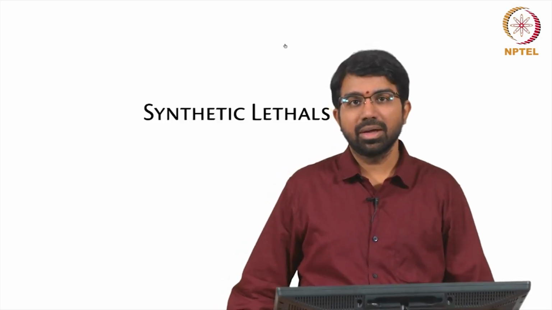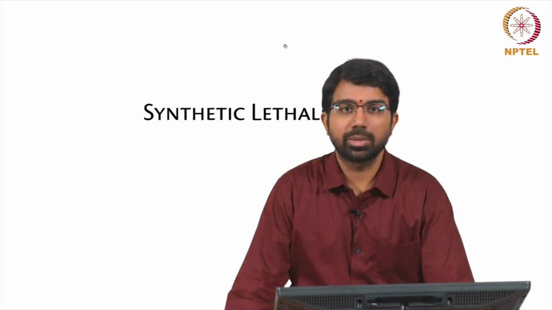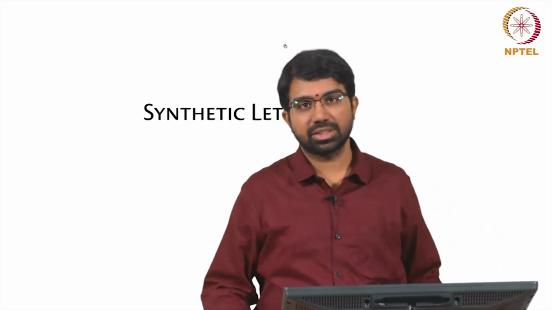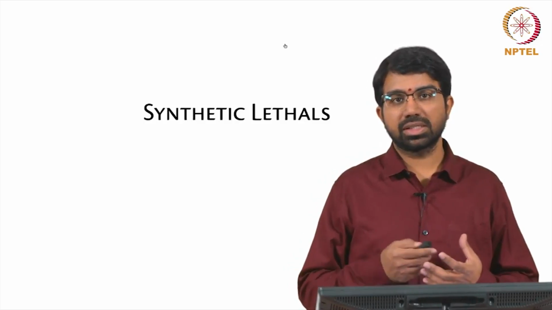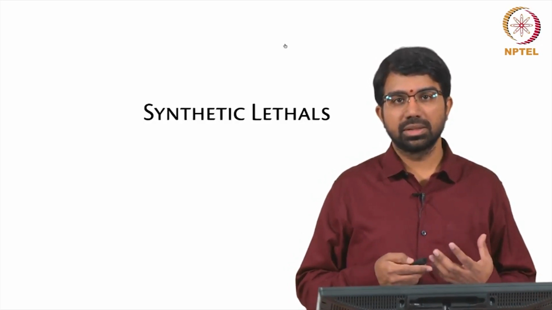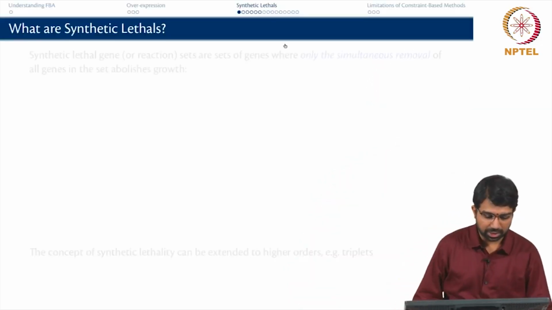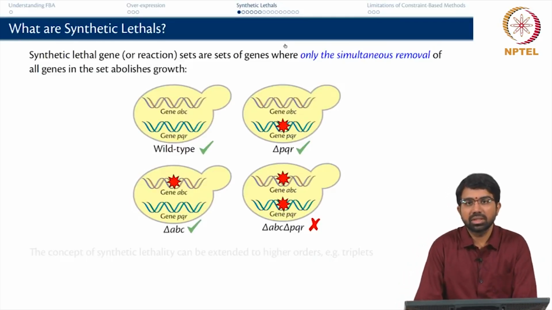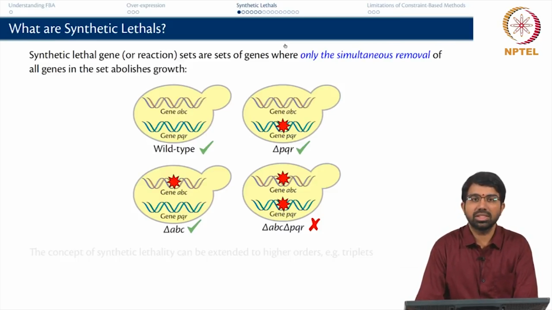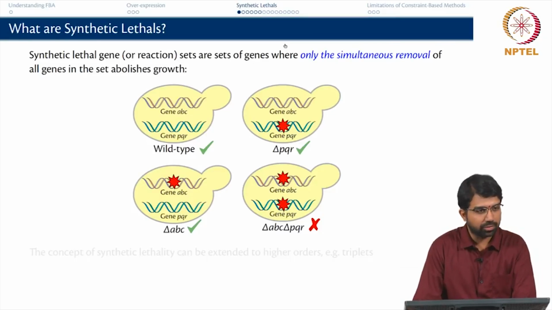Okay. Welcome back. We have been looking at perturbations to metabolic networks. Let us look at an important type of perturbation. We have looked at deletions and overexpressions. Let us look at another important type of perturbation, which is multiple deletions, and which leads us to the concept of what is known as a synthetic lethal. So, what are synthetic lethals? They are sets of reactions or genes where only the simultaneous removal of all the genes in a set abolishes growth of the organism.